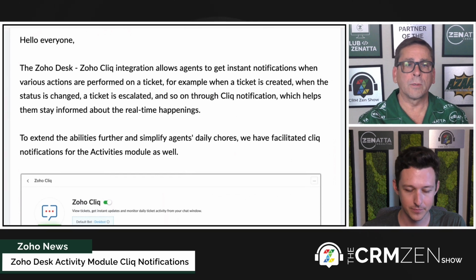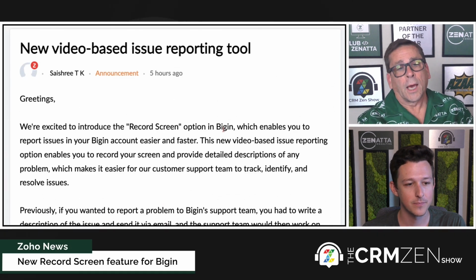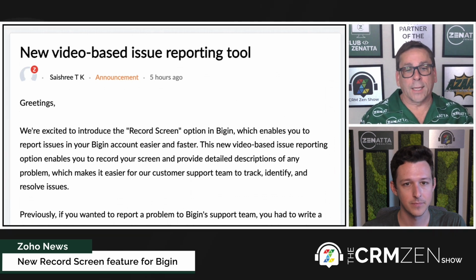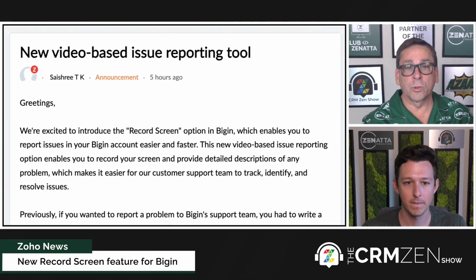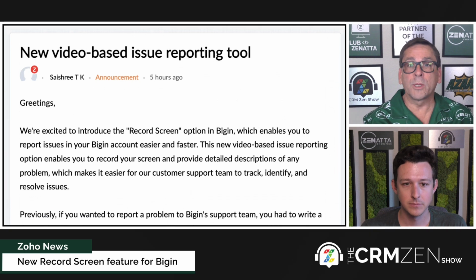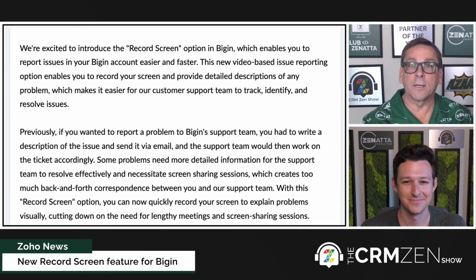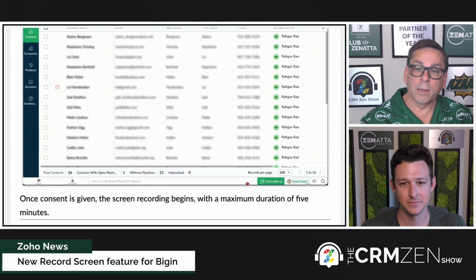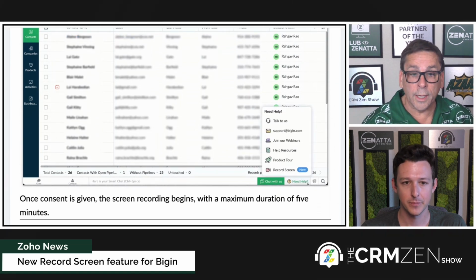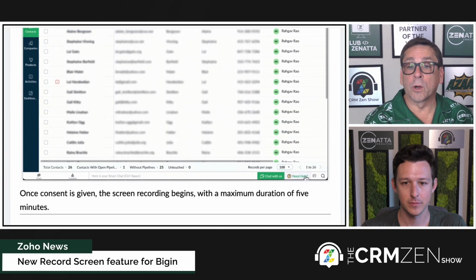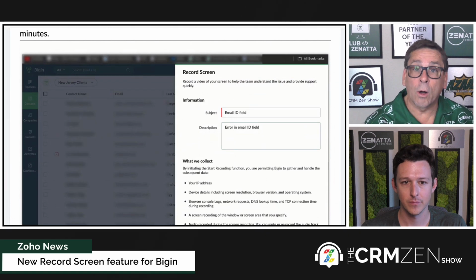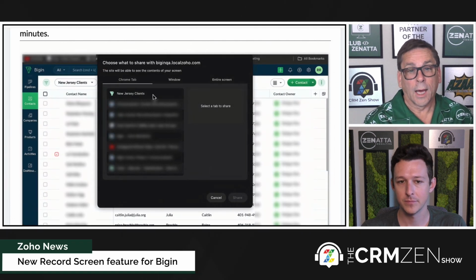All right. Moving right along with the news. Hey, you've got a new video-based issue reporting tool in Bigin. I tell you, I love this. As soon as I read this article this morning, I went and said, oh, did they put this in CRM? But it does not appear that they did. But if you have a bug and you're a Bigin user, right down at the bottom where you've got the whole little need help thing, you can click on it and do a screen recording and basically record whatever your bug is. And then you can go ahead and send it off to them when you are done.